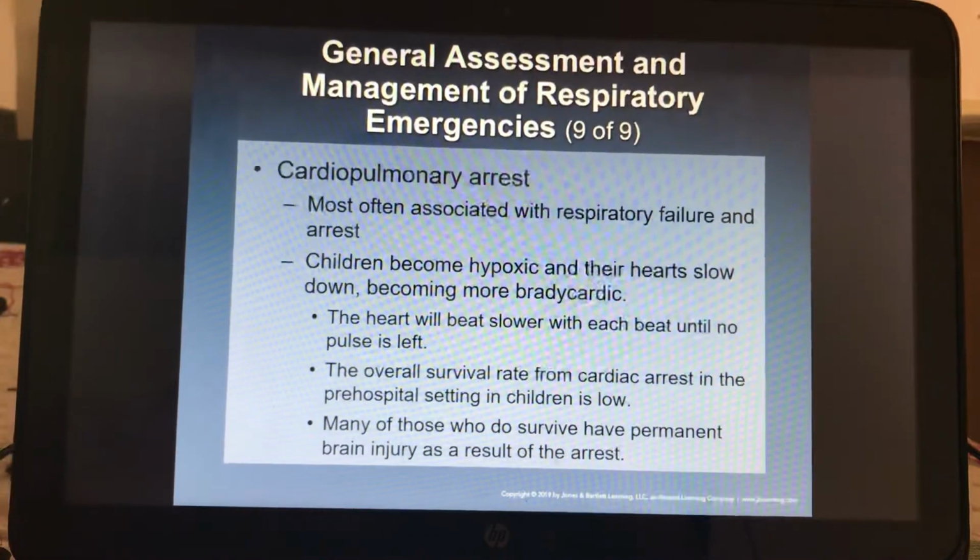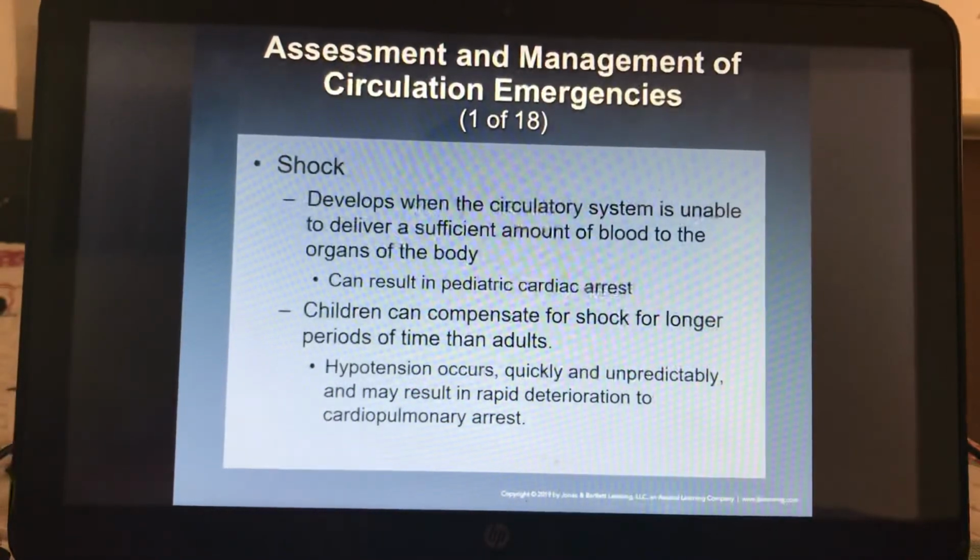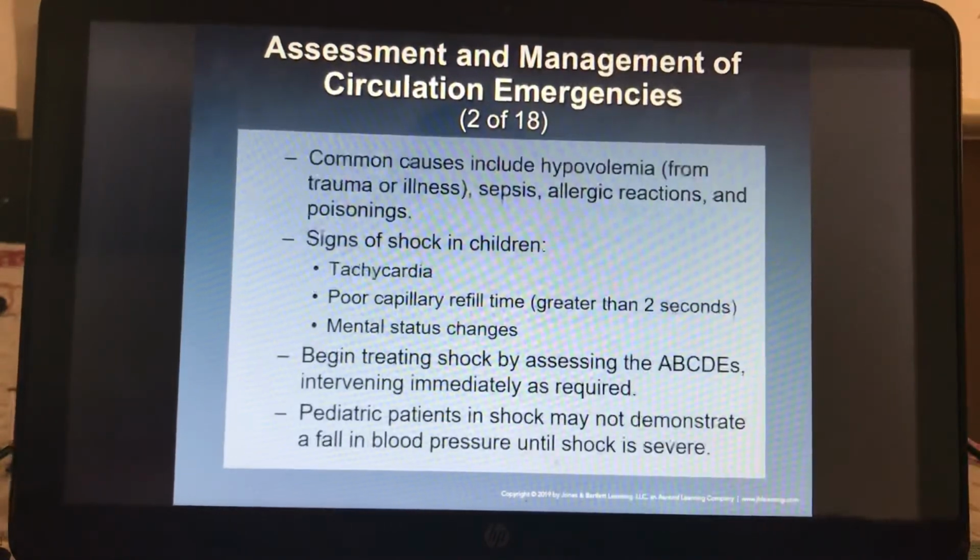CPR, we've covered CPR. You guys have already been CPR certified. We're not going to beat this to death. Shock, we haven't really gone through shock trauma. But just keep in mind, we're going to point out some of the differences for kids. That way you can keep it in your mind when we're doing it for shock trauma the next segment when we move on.